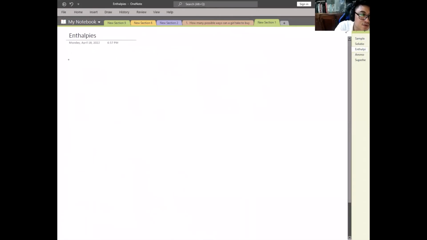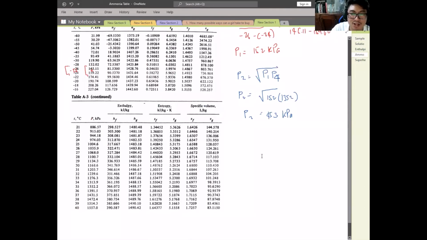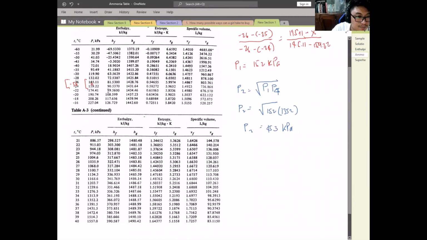So H1 is equal to HG, no? Okay, HG at negative 25 degrees Celsius. So check natin dito. Dito lang natin i-solve. Dito lang tayo mag-interpolate para kitang-kita natin. So, HG, nasa gitna ng HG. Okay. So, nandito yung hinahanap natin na enthalpy between 1428 and 1431.